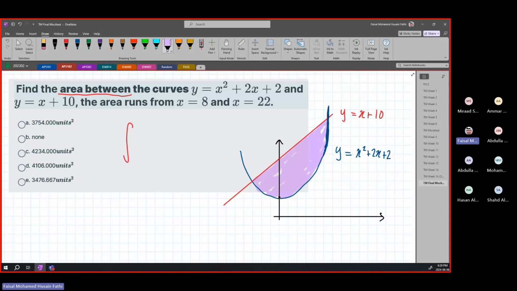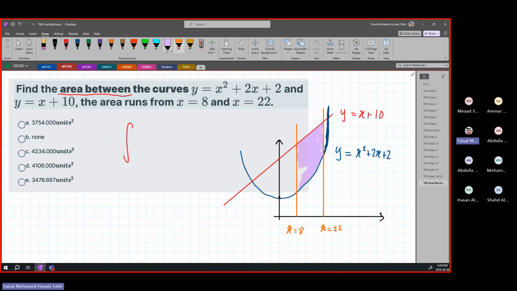In this question, they don't want you to find this total area. They want a very specific area to be found. They want you to find from x equals 8, so let's say somewhere around here, for example, up to x equals 22. Let's say it's somewhere around here, for example. Then this is x equals 22. So the only area they actually want you to find is the area between all these. So it's from here till here. This is the area that they actually want you to find.